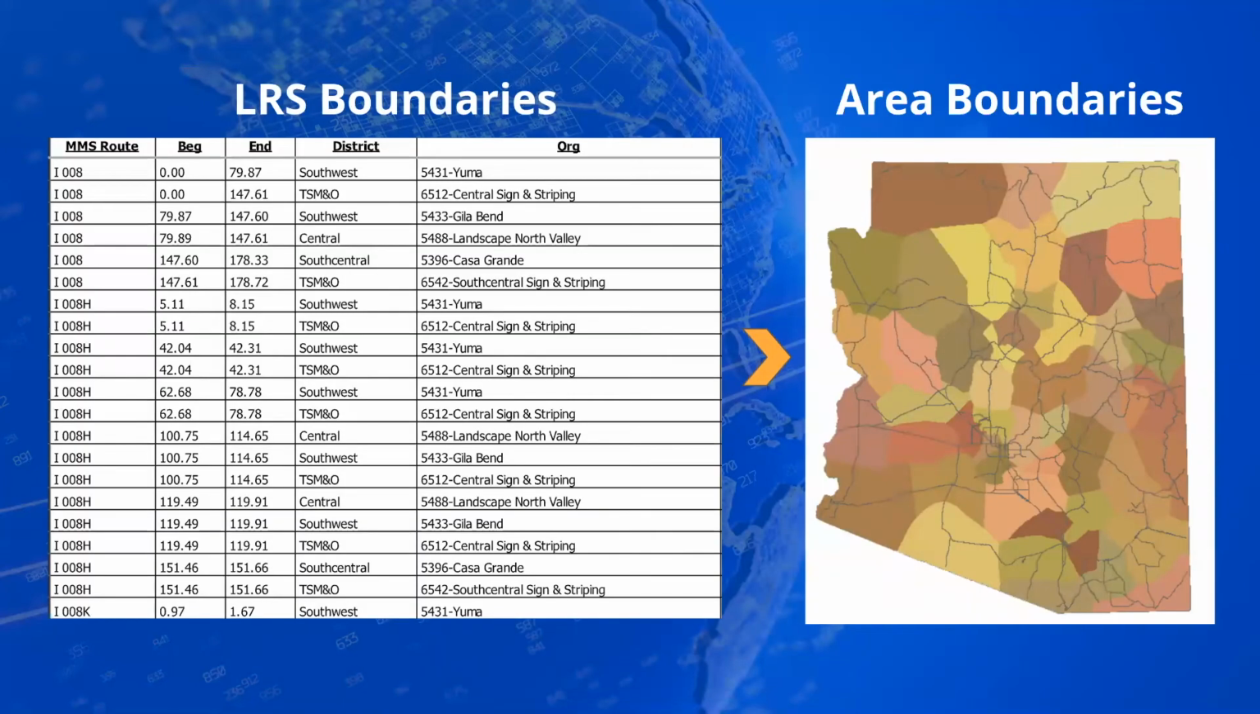Here's the example. The LRS boundaries from the maintenance operational system are defined on the left. And notice the begin and end, in this case, represent the milepost with offset, not route measure. Then on the right is the automatically generated polygon designation associating with the district and org in this case.